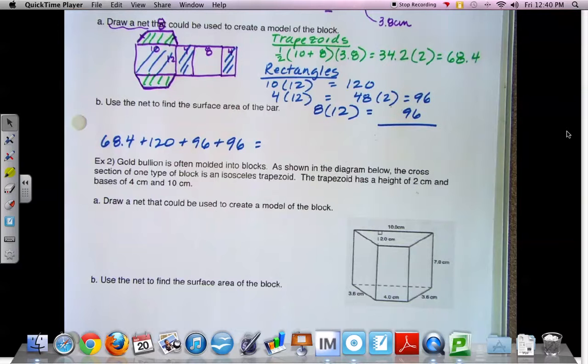1/2. Base 1 is 4. Base 2? 10. Height? 2. 4 plus 10 is 14. Half of 14 is 7. 7 times 2 is 14. How many are like that? 2. 14 times 2 is 28.